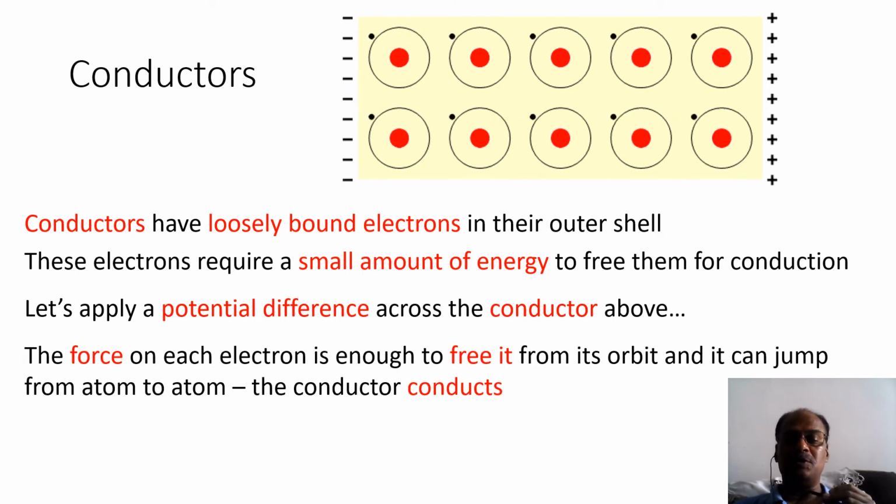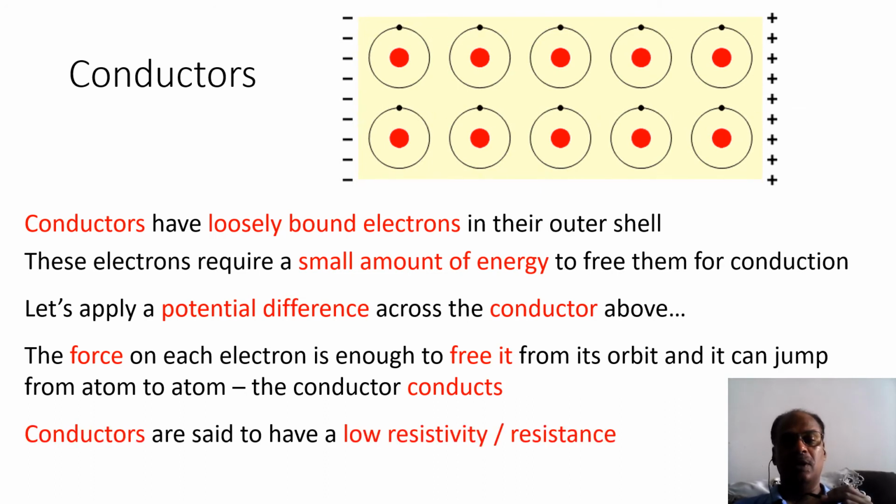The force on each electron is enough to free it from its orbit, and it jumps from atom to atom, and the conductor conducts. Conductors are said to have very low resistivity, or very high conductivity.